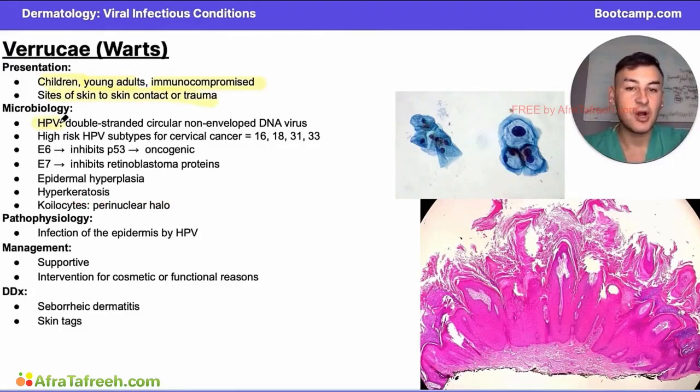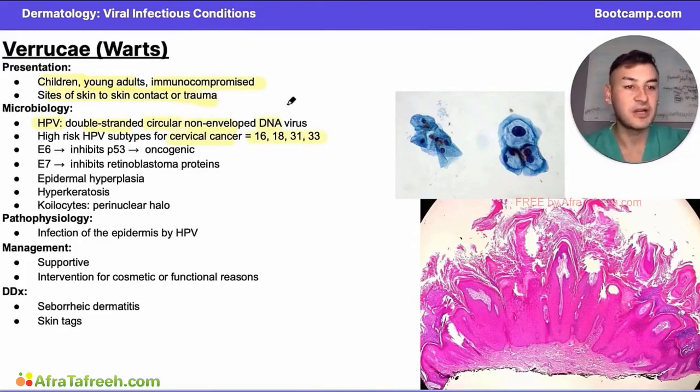Now, there are a lot of different types of HPV, but they are all going to be double-stranded, circular, non-enveloped DNA viruses. Important facts about HPV: there are some high-risk subtypes that can cause cervical cancer that are important to know. They're not exactly derm-related, but they're highly tested on Step 1. That's going to be forms 16, 18, 31, and 33.